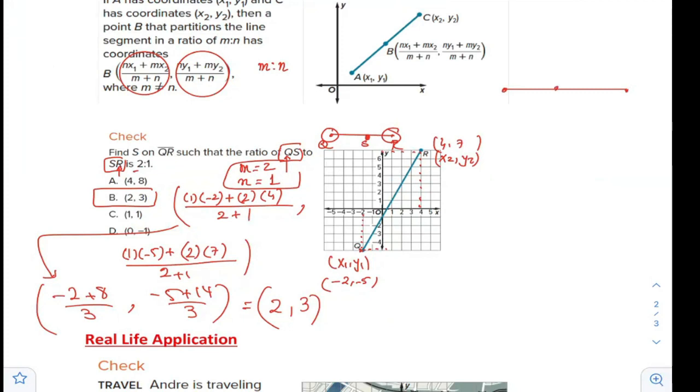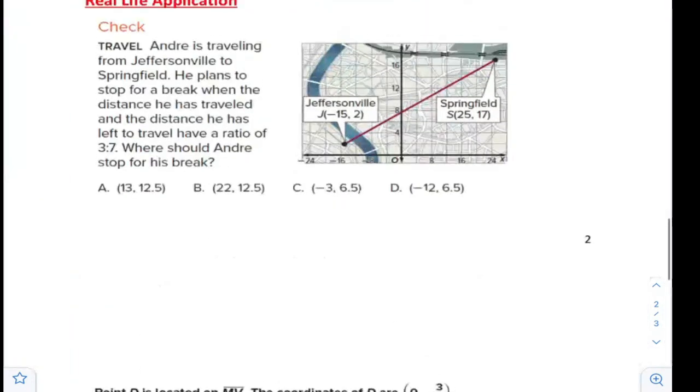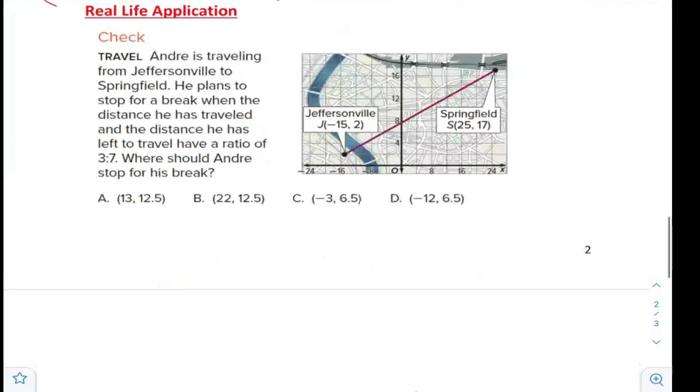This point is put in such a way, ratio given, M to N. This is X1, X2. This was on the number line in 1D. So N is the one that is multiplied by X1, and M is the one which is multiplied by X2, remember. And you are dividing by the sum. Now let's apply on the real life application, real life problem.